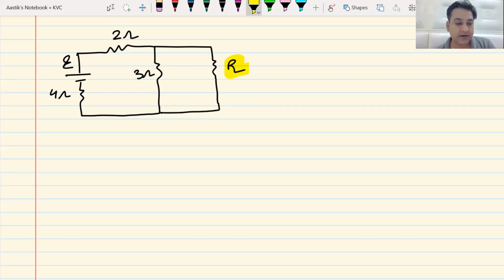One thing I should tell you is the value of this E. I should not write it as E because I want numerical answers. So let me put this as 10 volt. A 10 volt battery. Time starts now.